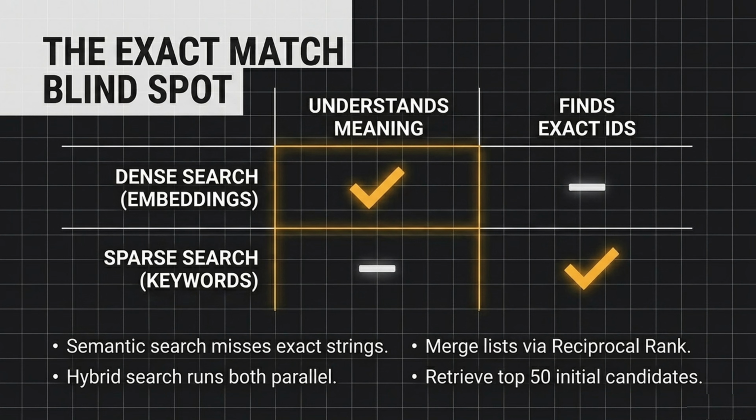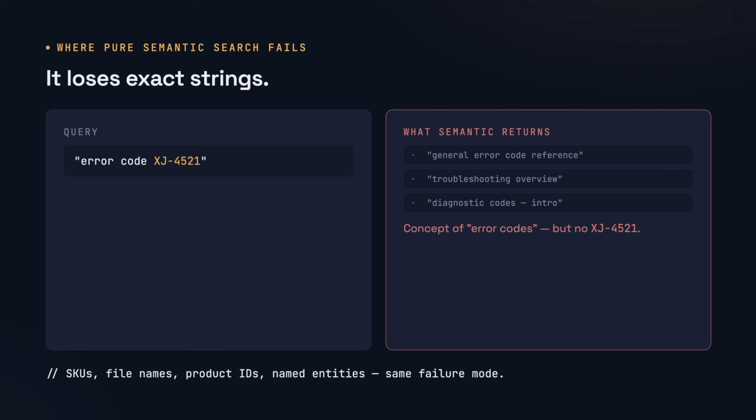Now here is where it gets interesting. Semantic search using vectors is great at understanding meaning, but it has a blind spot. It struggles with exact matches. If someone searches for error code XJ4521, a semantic search might return results about error codes in general, but miss the specific document that mentions XJ4521 by name. That is because the embedding captures the concept of error codes but loses the exact string.